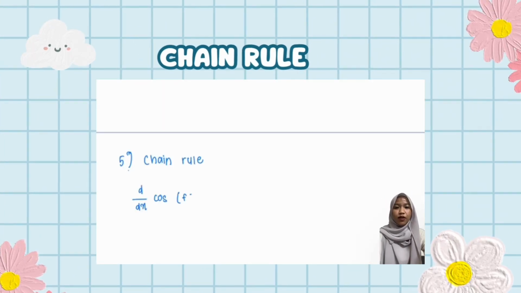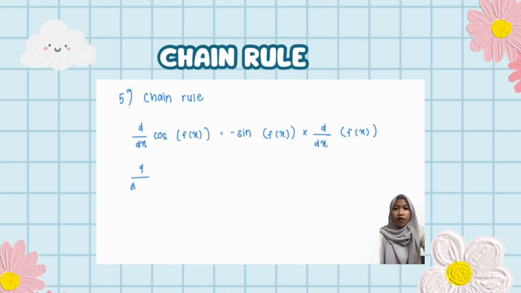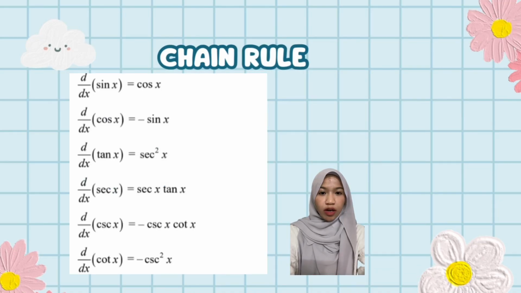Now we have the chain rule. For the chain rule with trigonometry, the formula is d over dx of cos f(x) equals negative sin f(x), and then multiplied with d over dx of f(x). The second formula is d over dx of sin f(x) equals cos f(x) multiplied with d over dx of f(x). You can refer to these formulas to differentiate trigonometry.